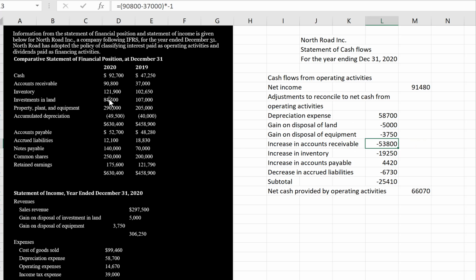I just picked up a different number from the statement of financial position there. So definitely a warning to you. It's really important to be really careful about what numbers you're picking up. And now I've got the correct cash provided by operating activities, which is 66,070. So my next section on my statement of cash flows is going to be cash from investing activities.